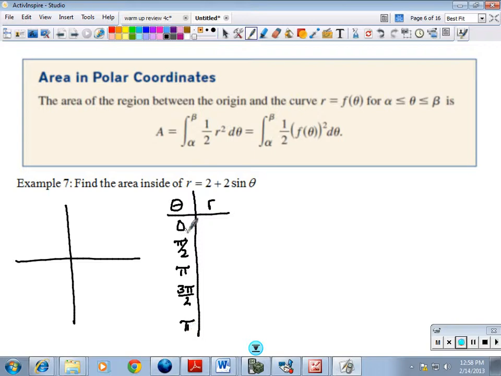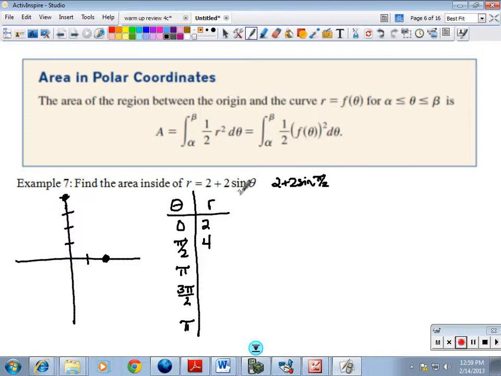Okay, if I fill in a 0, sine of 0 is 0, times 2 is 0, plus 2 is 2. So at 0, it's going to go out 2. Pi over 2: 2 plus 2 sine of pi over 2. Well, sine of pi over 2 is 1, so it'd be 2 plus 1 times 2, which is 4. So 1, 2, 3, 4.